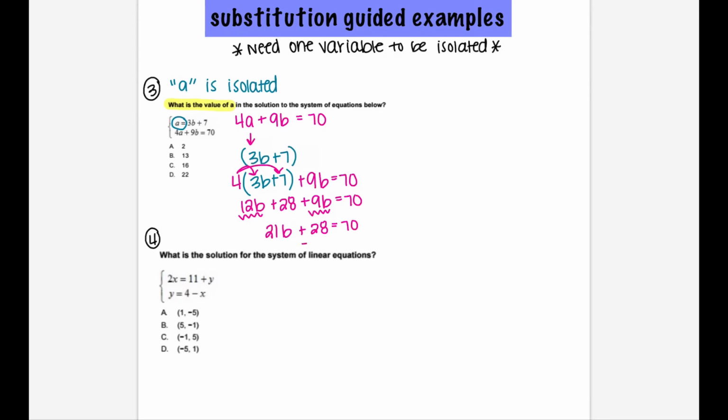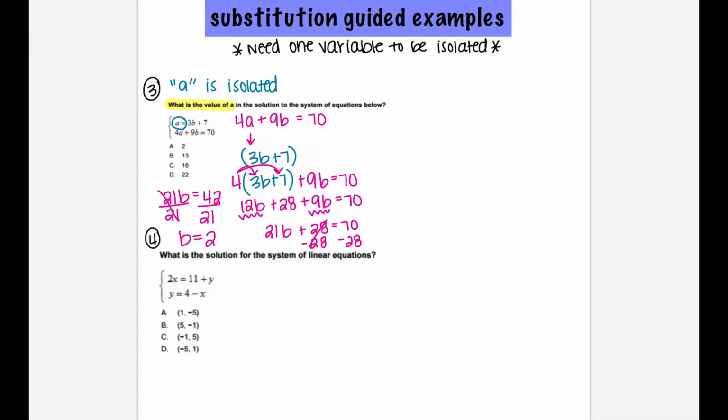All right, now I've got to isolate the variable here. So first I need to get rid of the 28 by subtracting it on both sides. All right, so that gives us 21b equals 70 minus 28 is 42. So divide by 21 on both sides. So b equals 2.